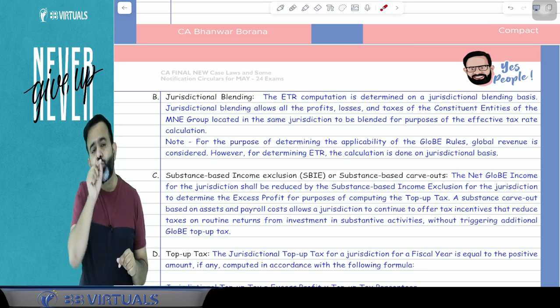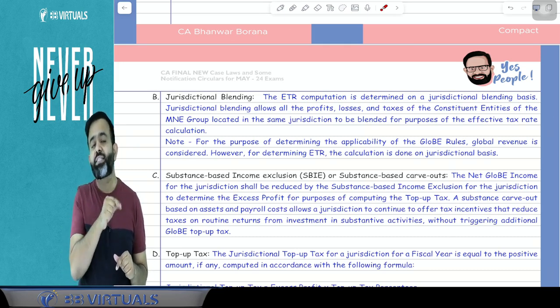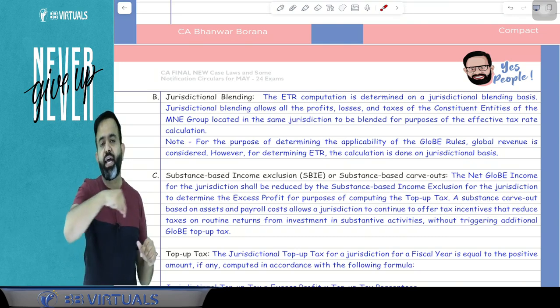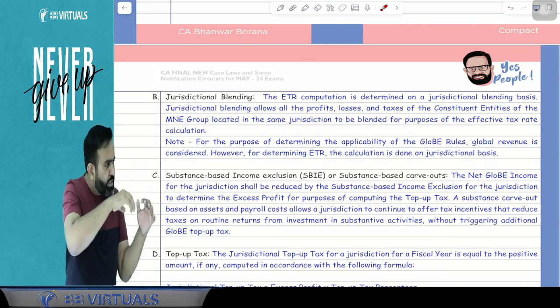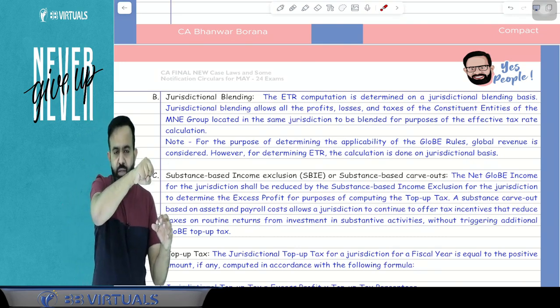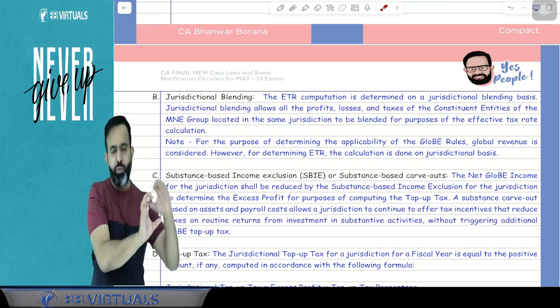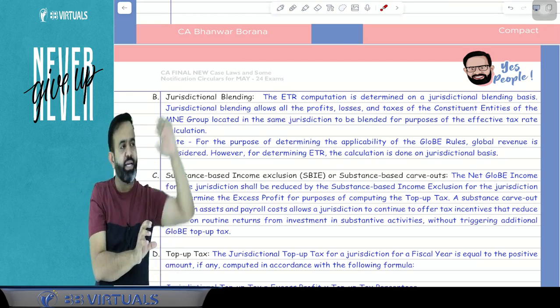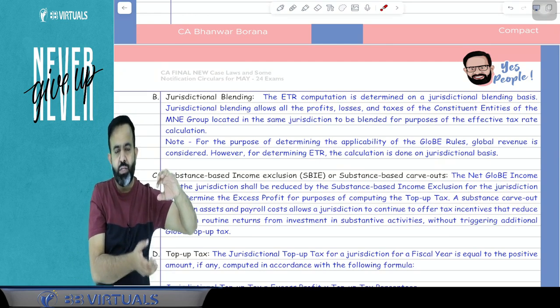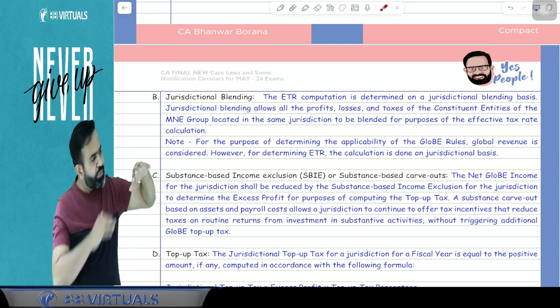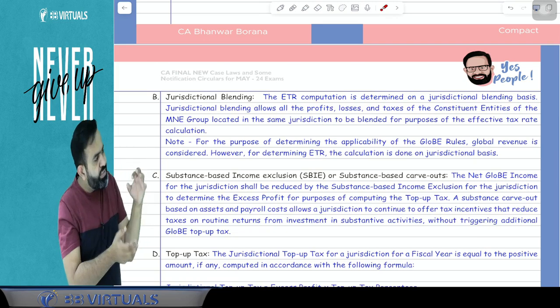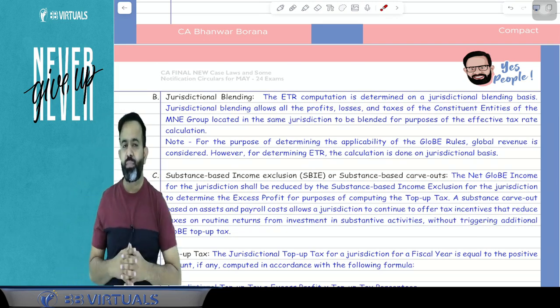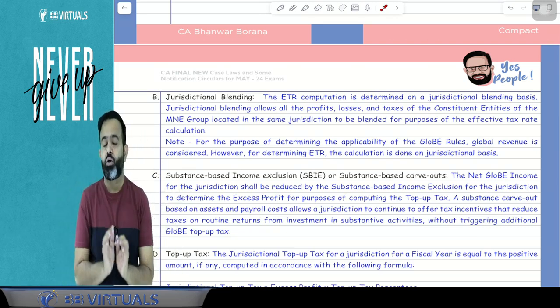So to check that 15% effective tax rate in India, where they have 3 companies, we have to check tax divided by profit, that is tax divided by income. Whatever the tax and income, will we do the blending or not, meaning will we aggregate that profit and loss or not?